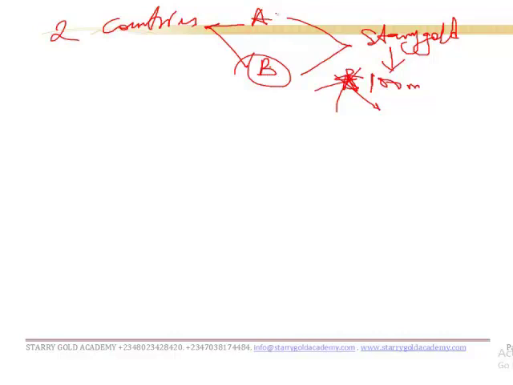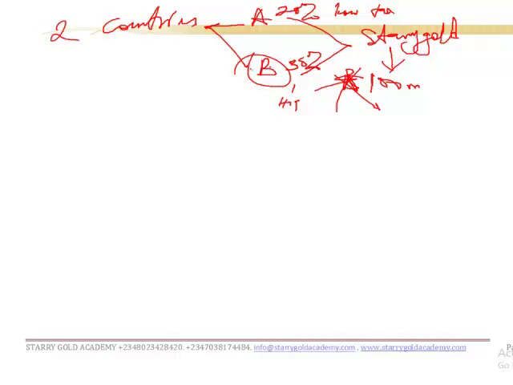Now, if the tax rate for country A is 20% and that of country B is 30%, Starry Gold will prefer paying to country A and exempt country B, because country A is a low tax jurisdiction, and country B is a high tax jurisdiction. So Starry Gold can claim that most of its income is generated from country A, therefore it is liable to country A. Okay, so now let's move further.